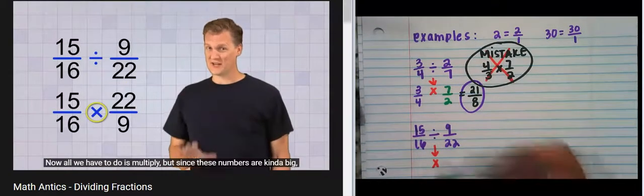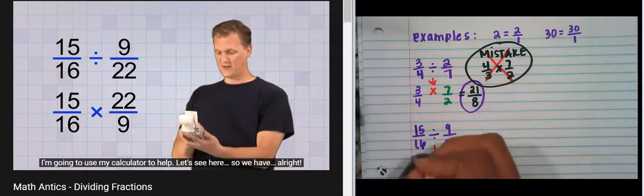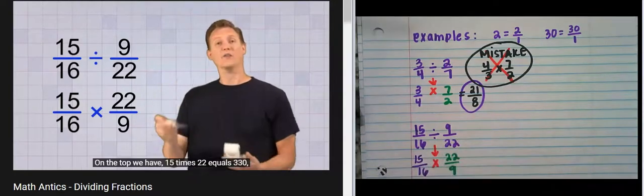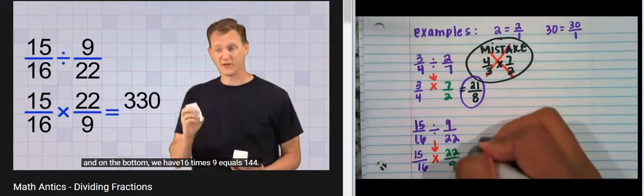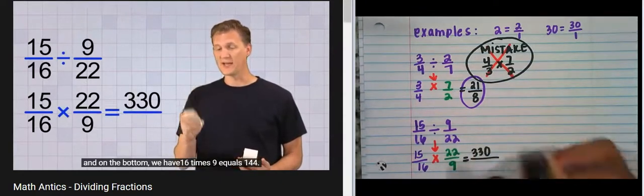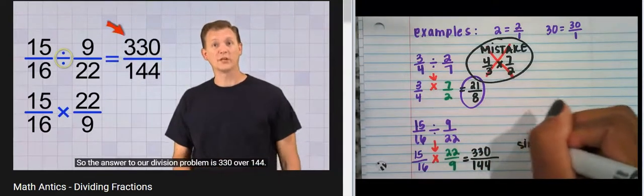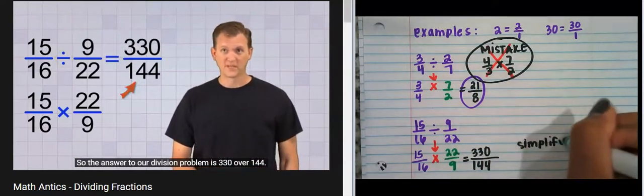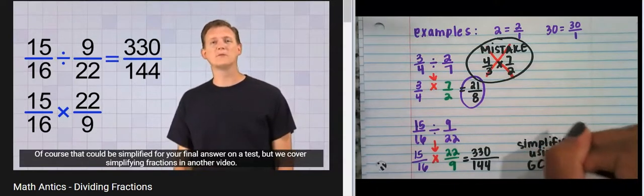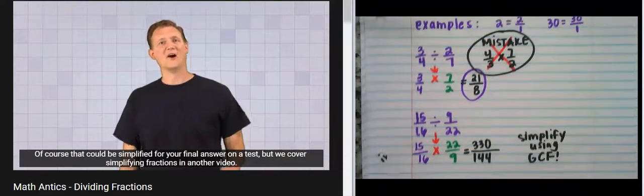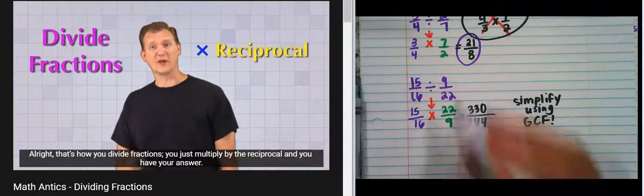But since these numbers are kind of big, I'm going to use my calculator to help. Let's see here. On the top, we have 15 times 22 equals 330. And on the bottom, we have 16 times 9 equals 144. So the answer to our division problem is 330 over 144. Of course, that could be simplified for your final answer on a test, but we cover simplifying fractions in another video. All right, that's how you divide fractions. You just multiply by the reciprocal and you have your answer.